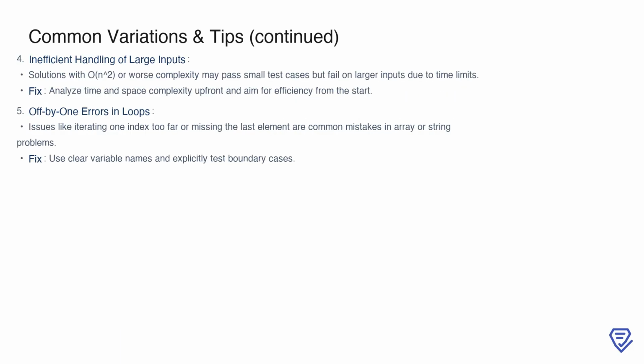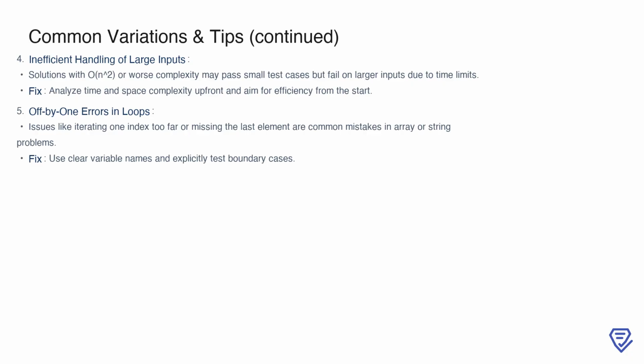Now, let's focus on 2 more areas where mistakes often occur. Inefficient handling of large inputs is a major issue. Solutions with high time complexity, such as n squared, or worse, might pass smaller test cases but often fail on larger inputs due to time limits. To tackle this, analyze the time and space complexity of your approach early on and aim for an efficient solution right from the start.